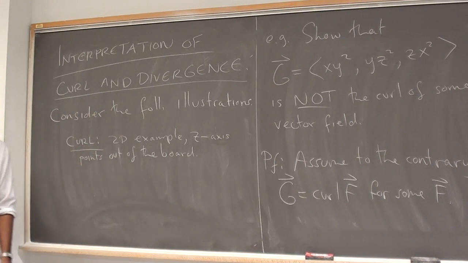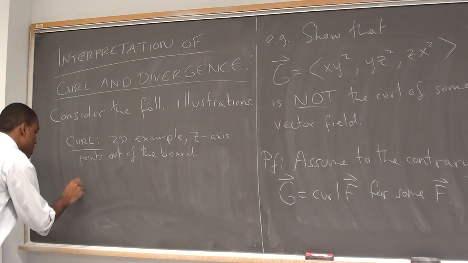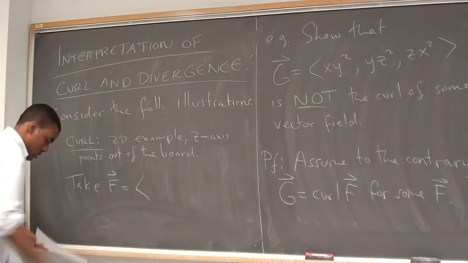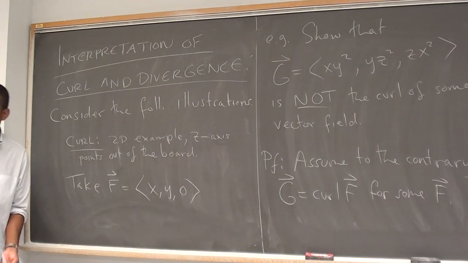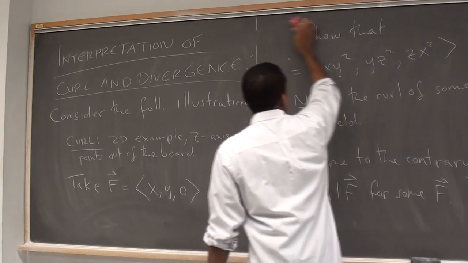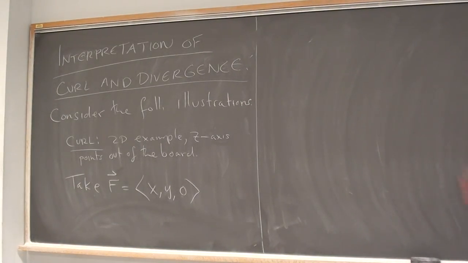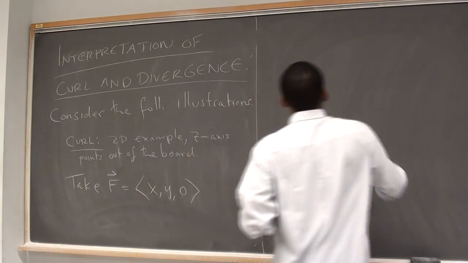Alright, so technically curl is in 3D, but I'm going to just take a 2D image. Pretend that the z-axis is actually sticking out of the board. We're just going to be having a bird's eye view of what's going on with this thing. Take our vector field to be x, y, 0. Just kill the z coordinate, and we're just looking at what's going on with this vector field in the x, y plane. This is actually a vector field we've drawn before. When I was doing 13.1, I spoke about this particular vector field.